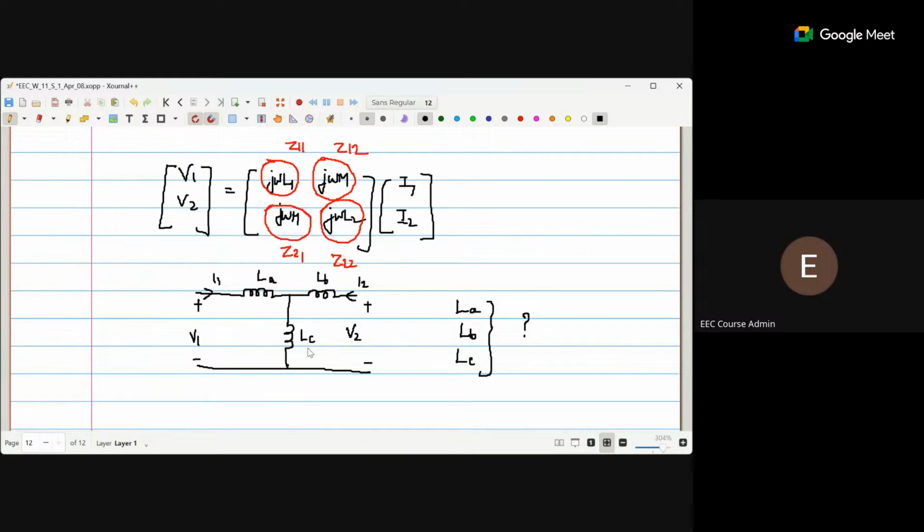Those who have not tried this idea, just right now try it for some 5 minutes, after which I will discuss what the values for LA, LB and LC are.